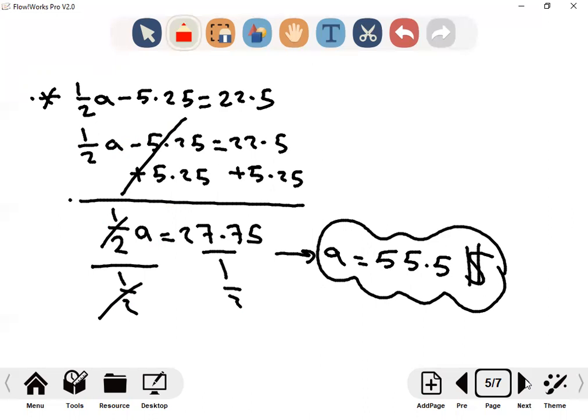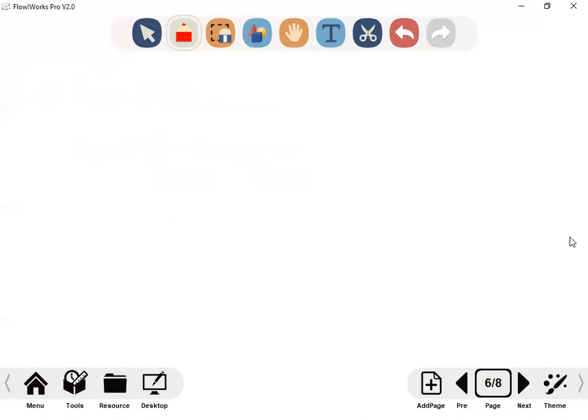Khalid. Question 6, f over negative 7 minus 8 equals 2. What's the first thing you need to get rid of? The negative 8, by adding 8 on both sides.